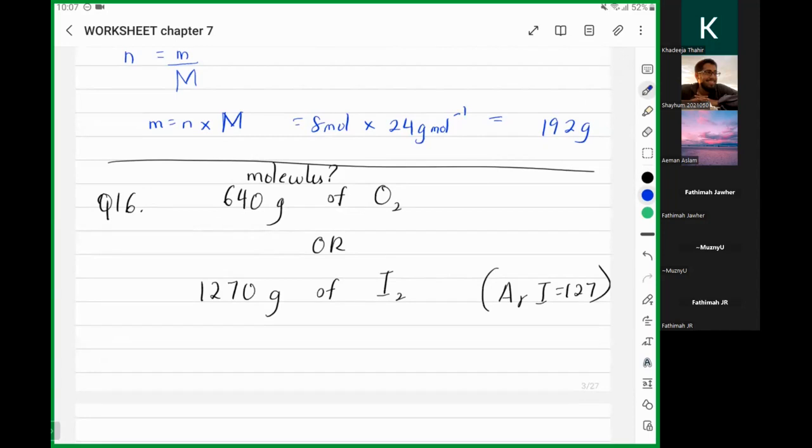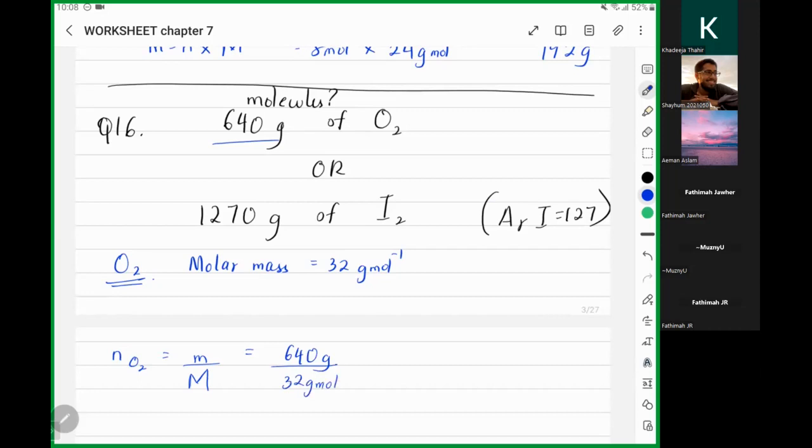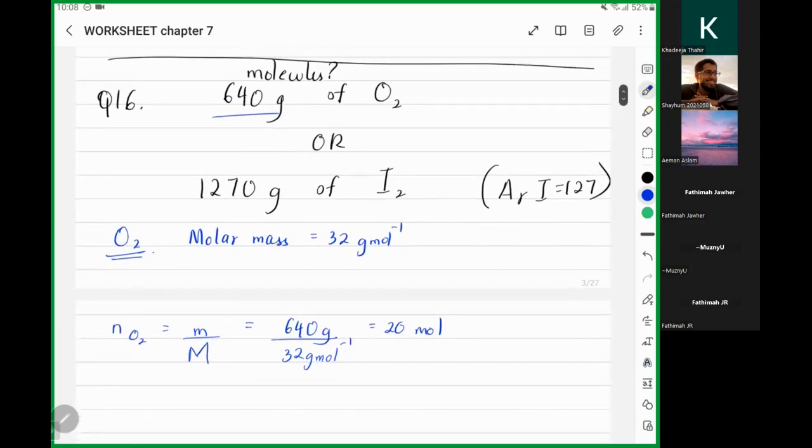Yeah? Can. Okay. So for oxygen, the molar mass is 32. 32 grams per mole. So you know the mass is 640. So number of moles of O2 will be mass over molar mass. 640 gram divided by 32 grams per mole. So that is 20 mole. Good. So if you know 20 mole, how many molecules can you get by multiplying with this? You don't even need to, but just to make it clear that we are finding molecules.